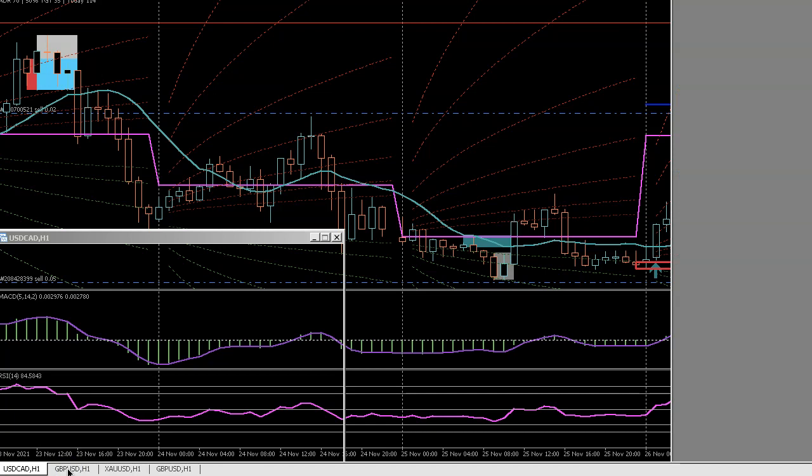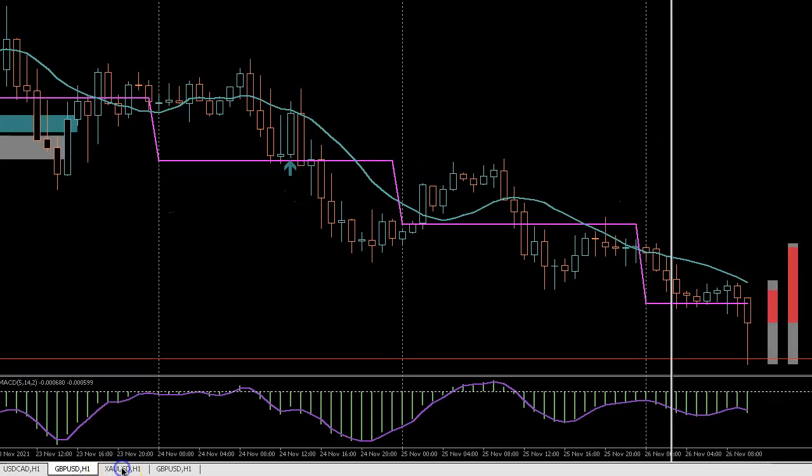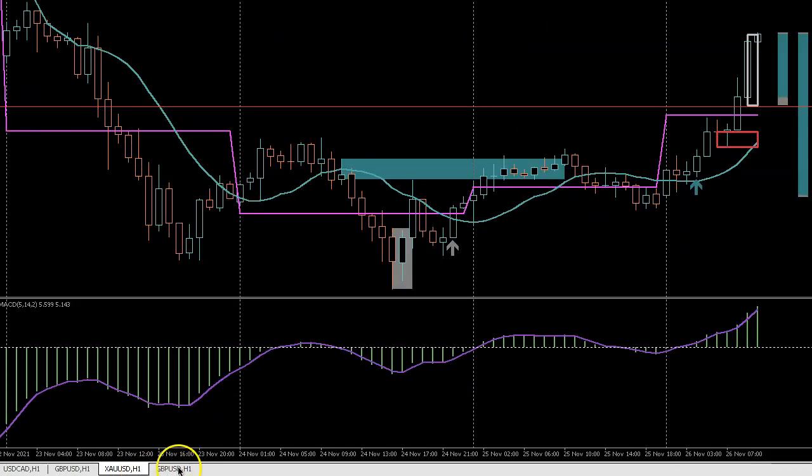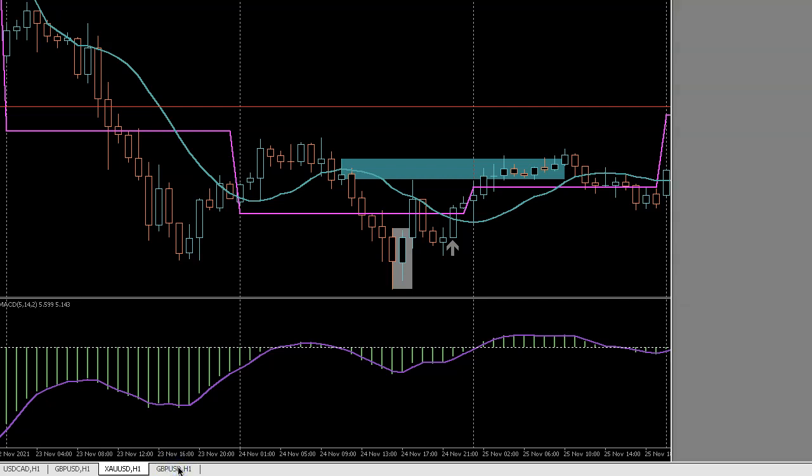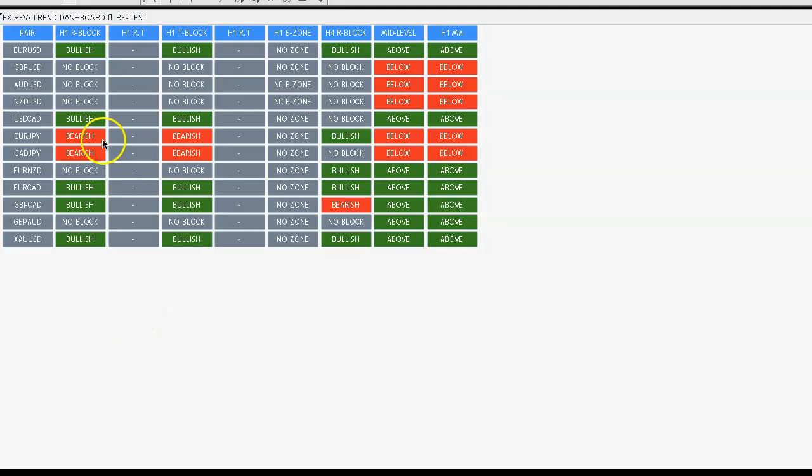I lost my dashboard for some reason. I'm not sure why I lost it, but okay, so here's the dashboard back.